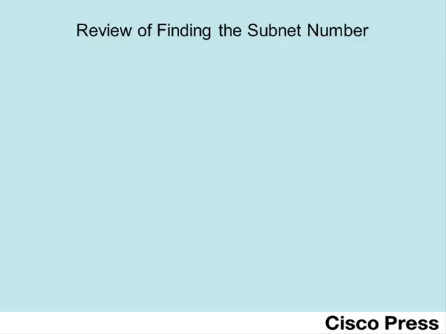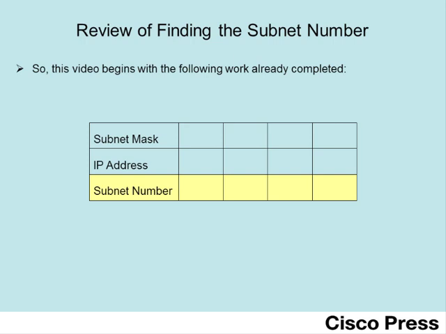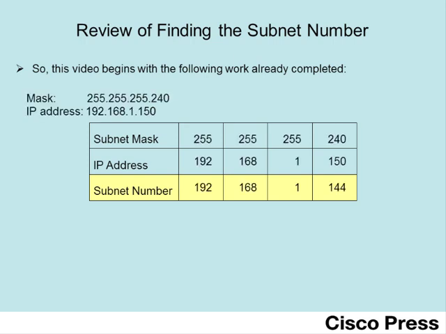In some ways, this video picks up an earlier example from an earlier video where we started with an IP address and a mask and calculated the subnet number. So as a brief review of some of the work there, we started with a table like this and an IP address of 192.168.1.150. We copied those numbers into the table and we calculated the subnet number. As part of that, we identified the fourth octet as the interesting octet because the subnet mask's value in that octet is neither a 255 nor a 0. And we calculated the magic number, 256 minus 240, which is 16.